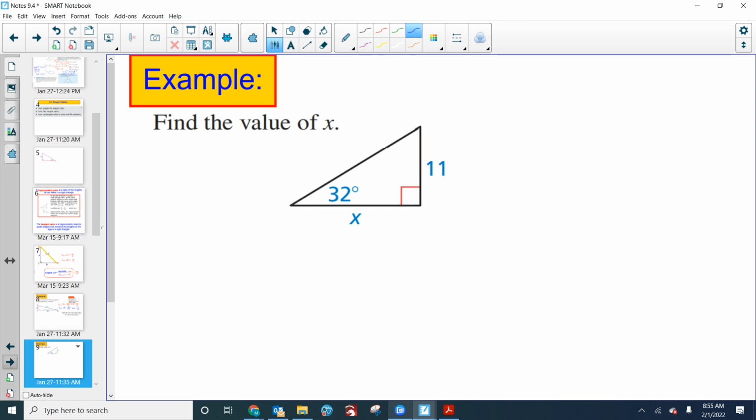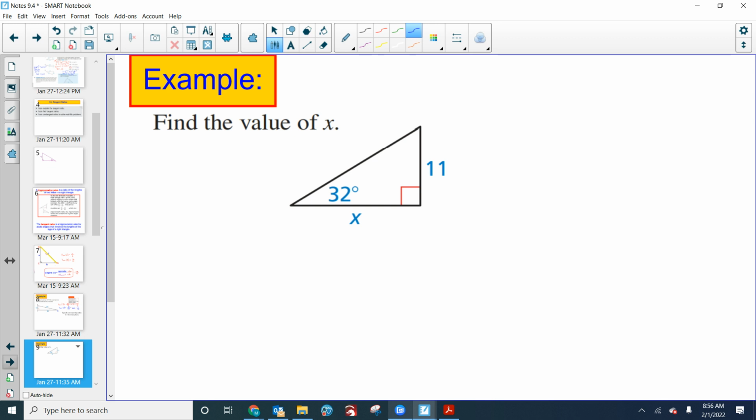Now, if I want to find x, and this is going to be important later, once we introduce sine and cosine, you're going to have to make some decisions. Am I going to use sine? Am I going to use cosine? Am I going to use tangent? All right? And here's what you're going to do. And this is going to be consistent throughout.